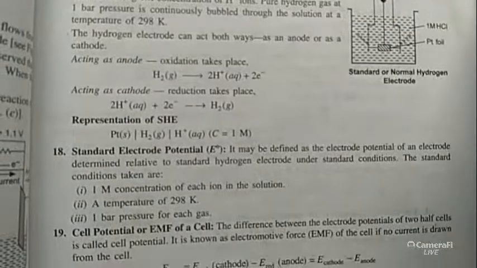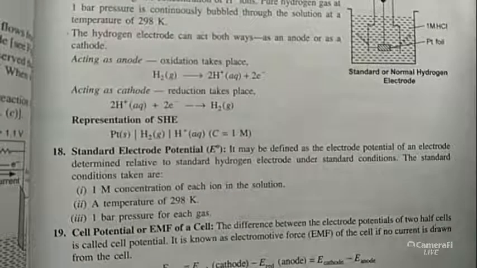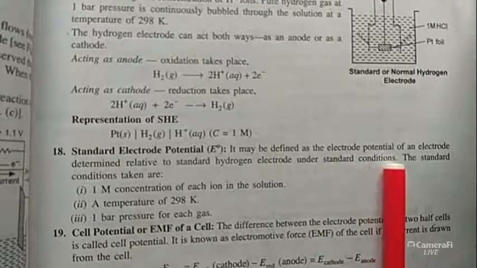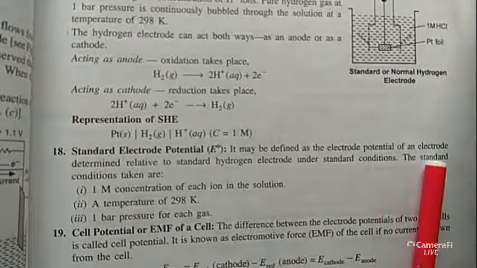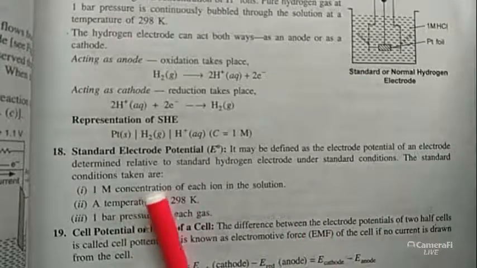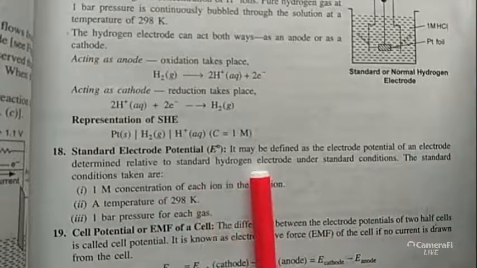Have you understood now? I'm repeating it once again. When we have to calculate the standard electrode potential, it is defined as the electrode potential of an electrode determined relative to the standard hydrogen electrode.